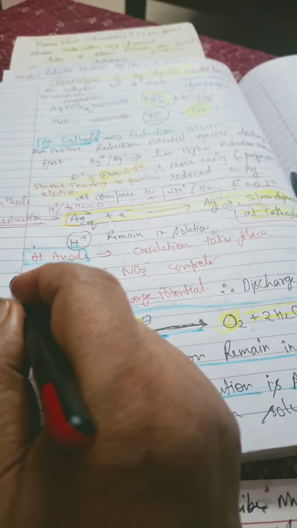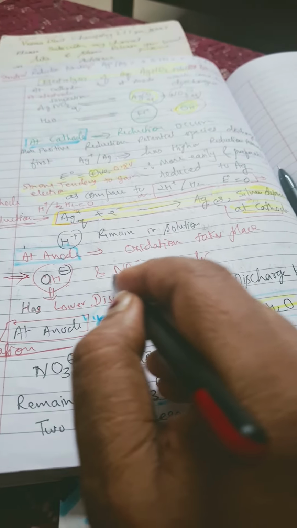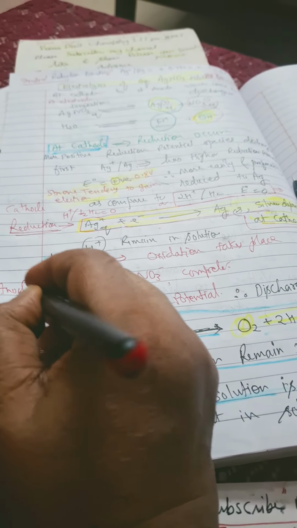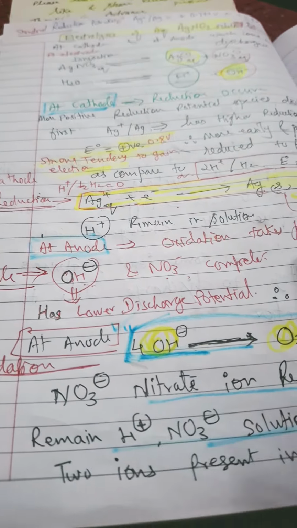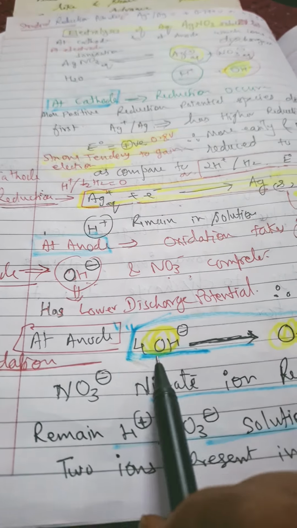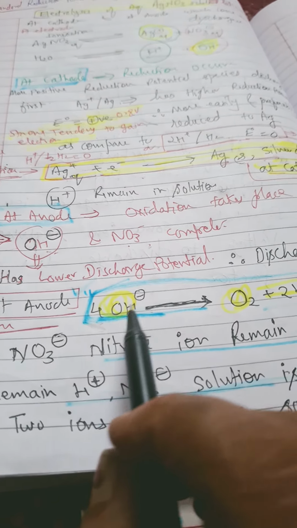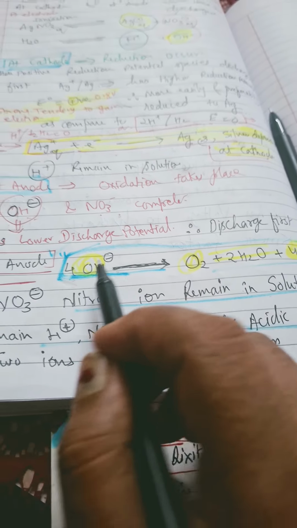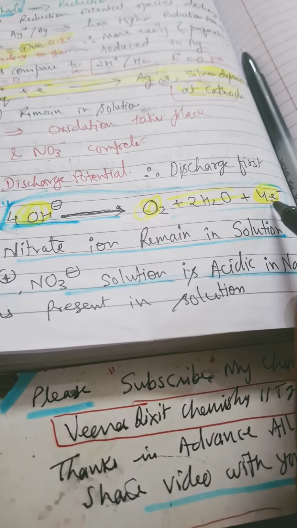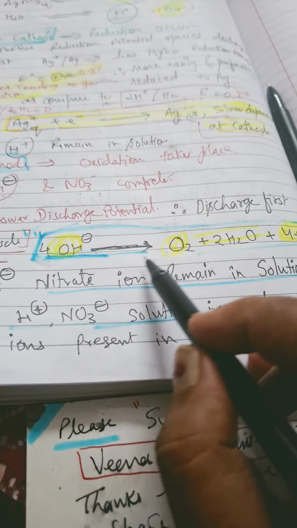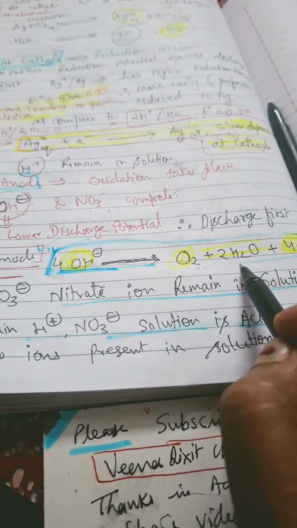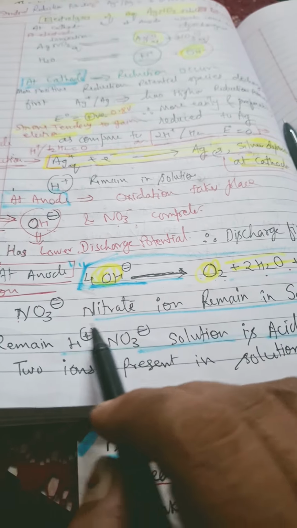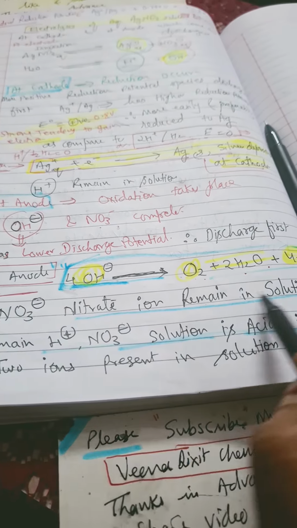Now here OH- and nitrate ion both will compete at the anode. Who will win? OH- will win. The hydroxide ion will win because its discharge potential is very low, which means it will easily discharge, losing 4 electrons and oxidizing to oxygen, and water is obtained. And NO3- remains in the solution.